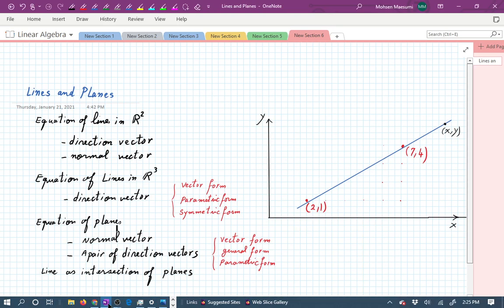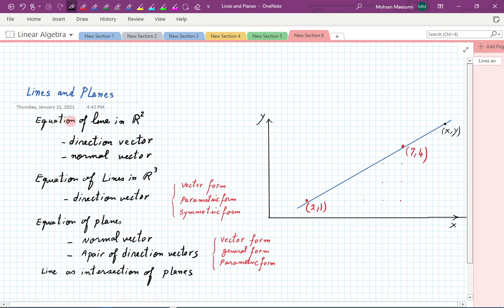So, lines and planes. The equation of lines you have seen in high school in many formats. What we are going to do is look at equations of lines in the xy plane again, and two ways of arriving at it: direction vectors and normal vectors. Then we are going to go to the equation of lines in R3, in XYZ space. We are going to use direction vectors to get the equation, and there are several forms of equation which we are going to explain later on.